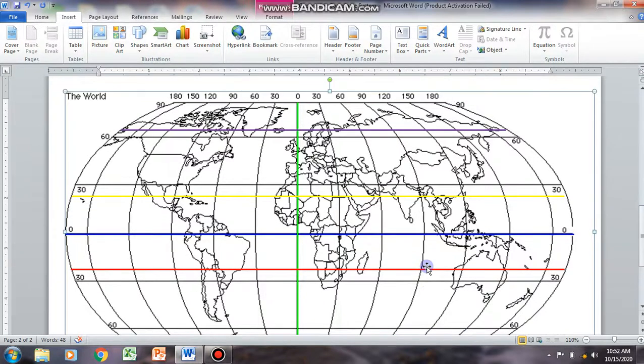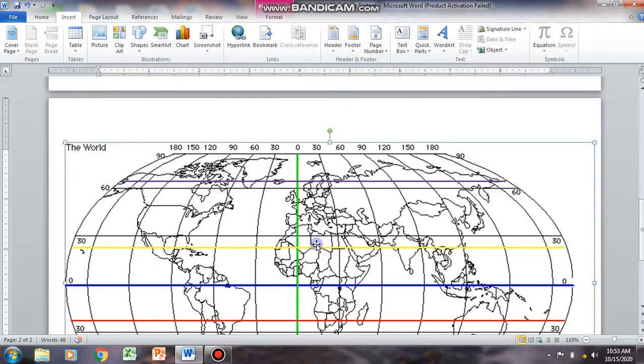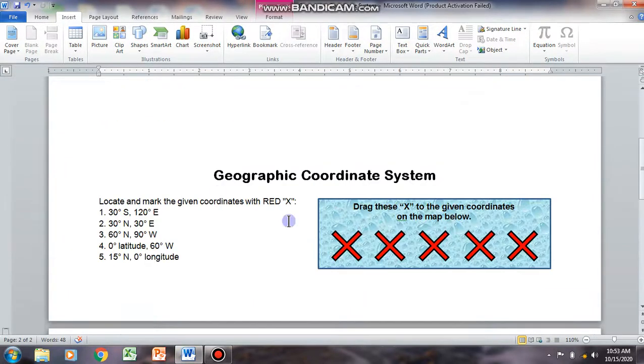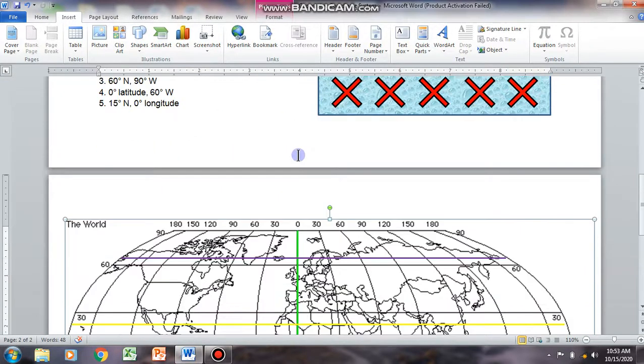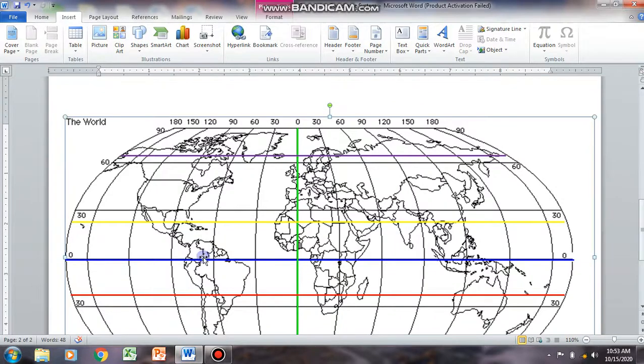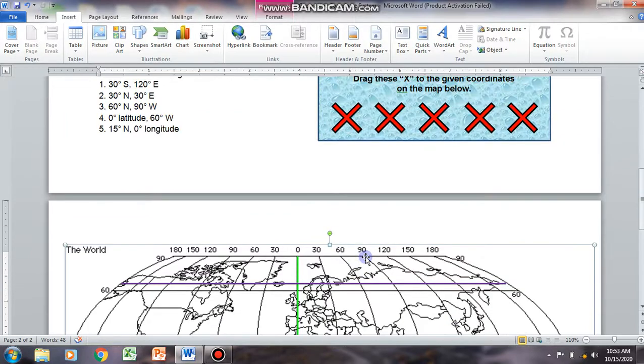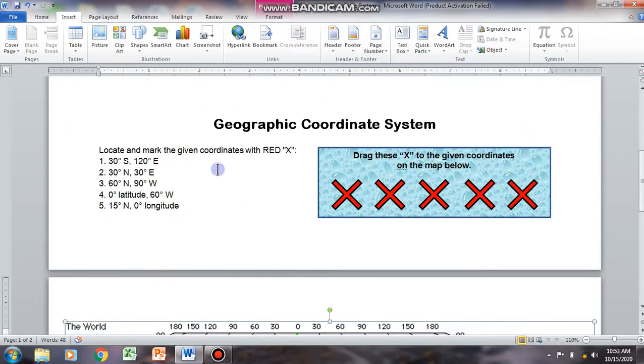Okay, bakit mahalaga yung review? Because these lines will serve as our reference point, especially the prime meridian and the equator. Because in locating places on Earth using the geographic coordinate system, you should use a reference point. Ito yung magsisilbi nating basehan kung saan tayo magsisimula ng paghahanap ng lugar. So, simulan natin sa number 1.